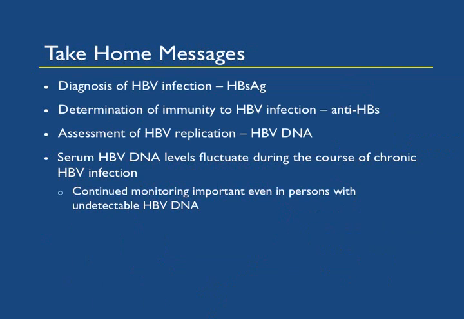So let me now finish by saying what the take-home messages are. We have many different markers for measuring hepatitis B. For diagnosis, we rely on hepatitis B surface antigen. To determine if someone has immunity, we rely on surface antibody. To assess virus replication, we rely on hepatitis B virus DNA. It is important to remember that hepatitis B virus DNA levels fluctuate during the course of chronic infection, and continued monitoring is important even in persons with undetectable viral DNA.